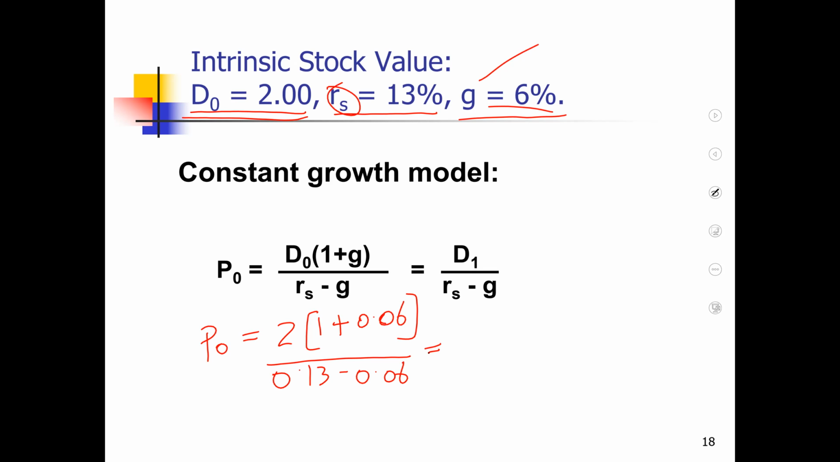The answer here is D1. You can get the value for D1. The answer for this part is 2.12 divided by 0.07. The answer is rupees 30.29, the market value.